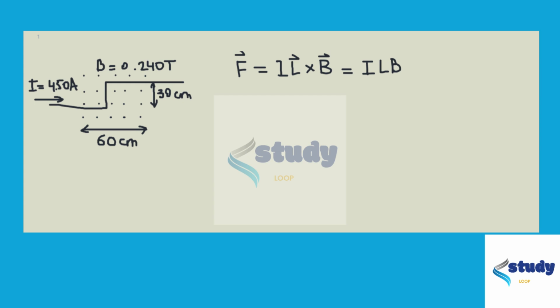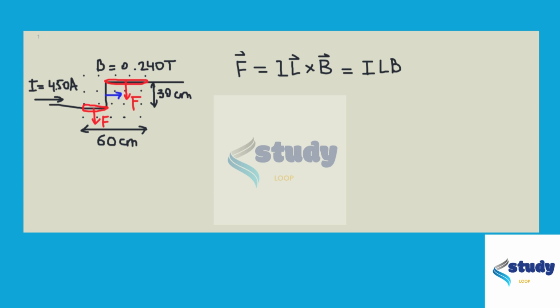So first, let's find out the direction of the force. To do that, we can use the right hand rule, and if you apply the right hand rule, you'll see that the force acting on this part of the wire is pointing downward, and the force that acts on this part of the wire also is pointing downward. Now, the force that acts on this part of the wire is pointing to the right if you apply the right hand rule.